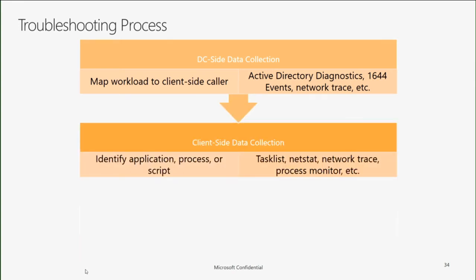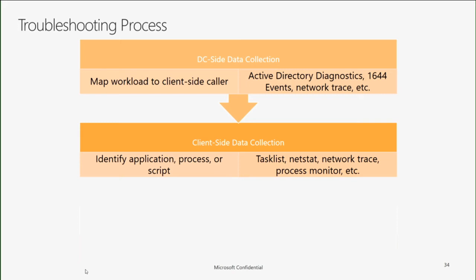And so that's the DC side data collection. Once we've looked at this data, we've gone, okay, maybe the issue is this client at this IP address is sending this really expensive search. Now we know a client IP address. We need to be able to identify what's running on the client. So we're mapping that workload to the client.